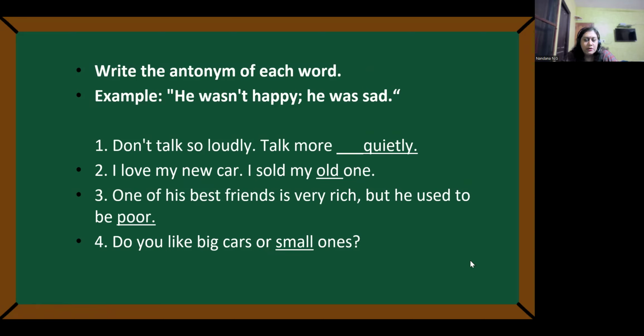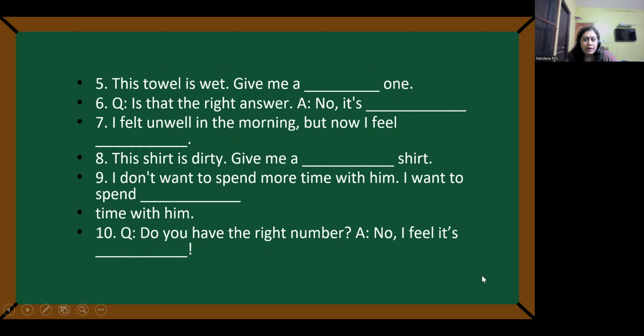Do you like big cars or small ones? This towel is wet. Give me a dry one. Is that the right answer? No, it's wrong. I felt unwell in the morning, but now I feel well. This shirt is dirty. Give me a clean shirt. I don't want to spend more time with him. I want to spend less time with him. Do you have the right number? No, I feel it's wrong.